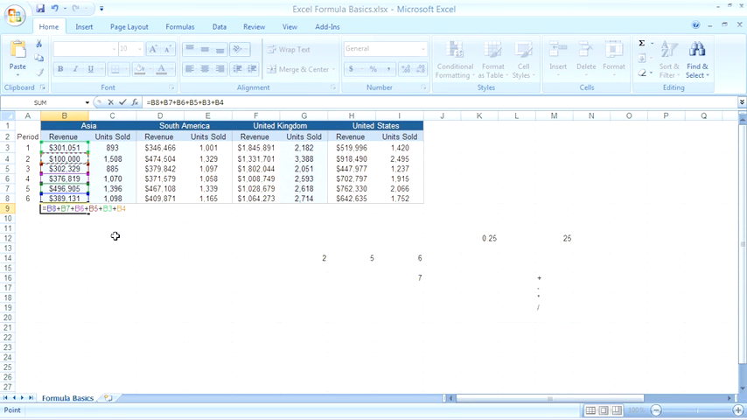Now you notice that I went out of order here. I clicked B3 and then I clicked B4. In this case, it doesn't matter. Addition is addition and it doesn't matter which order you put these in. Now I can hit enter and I've got a grand total for that row.